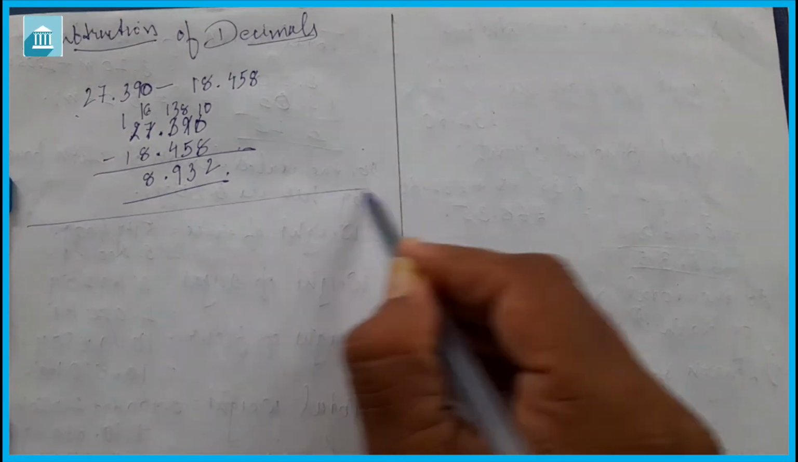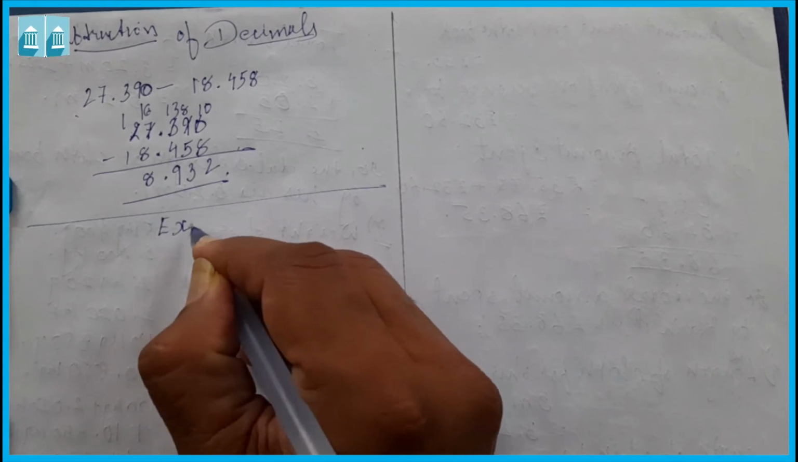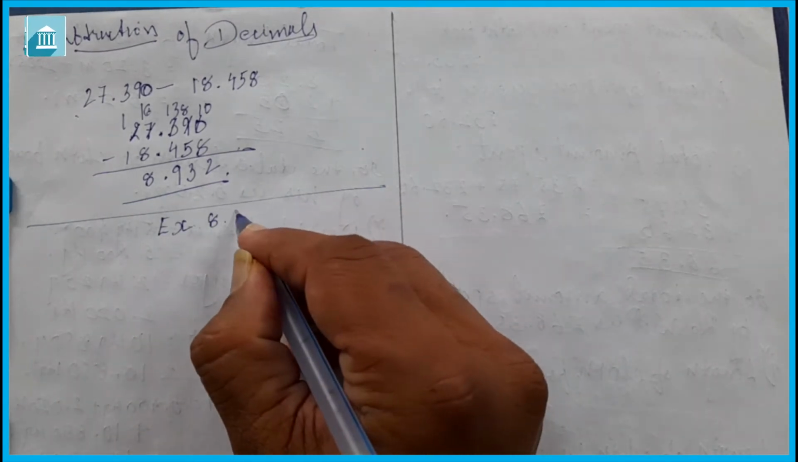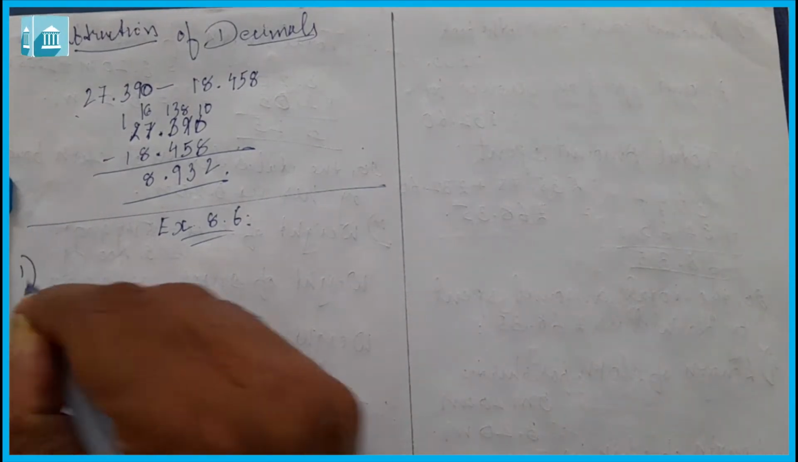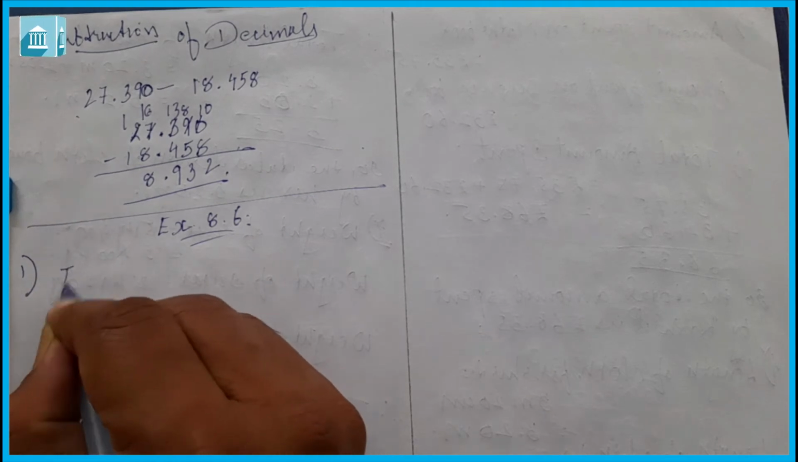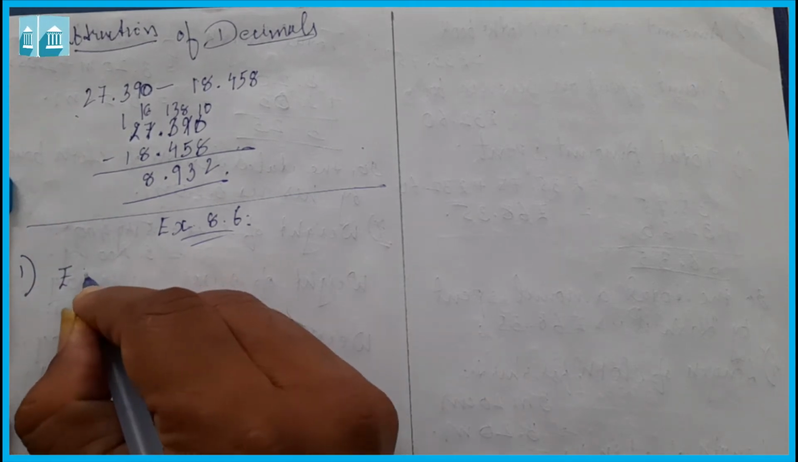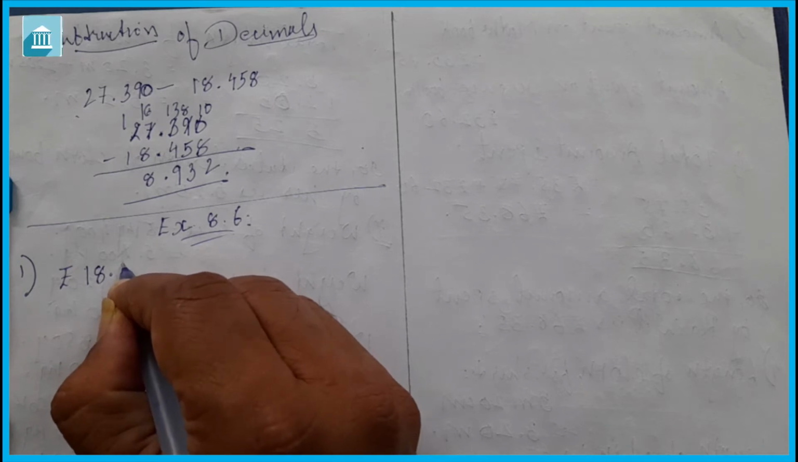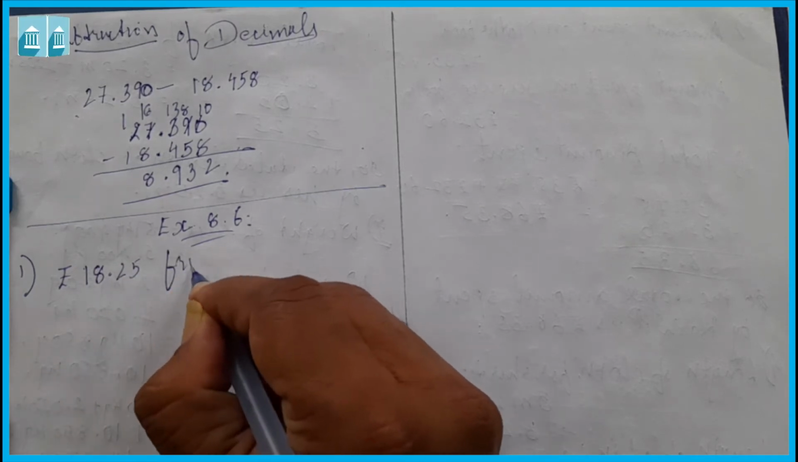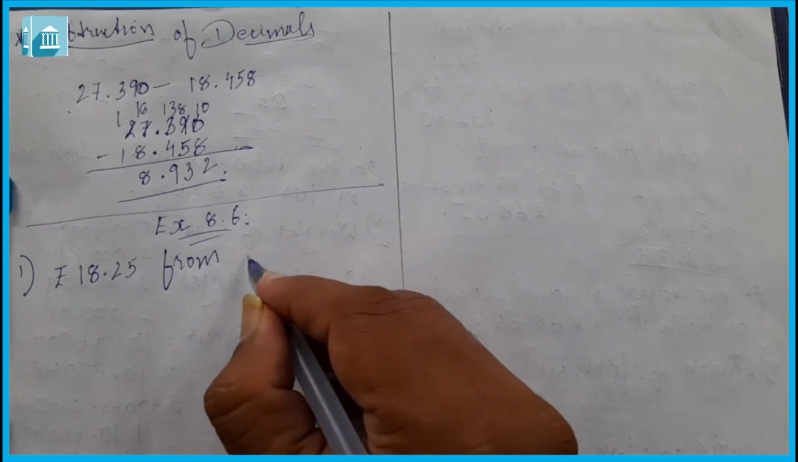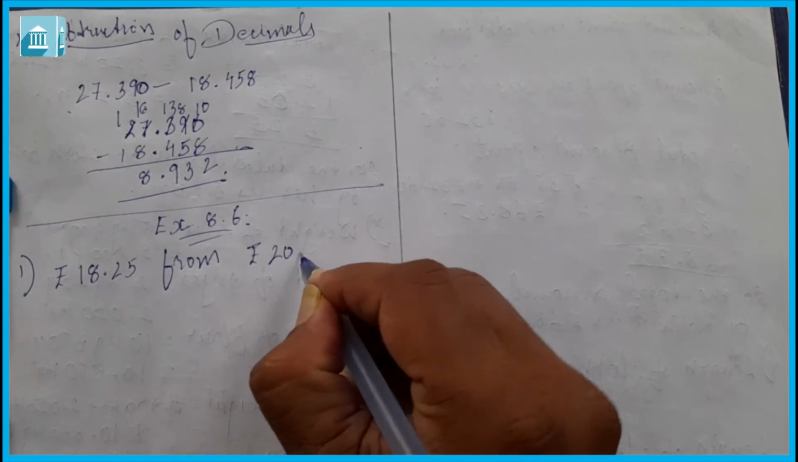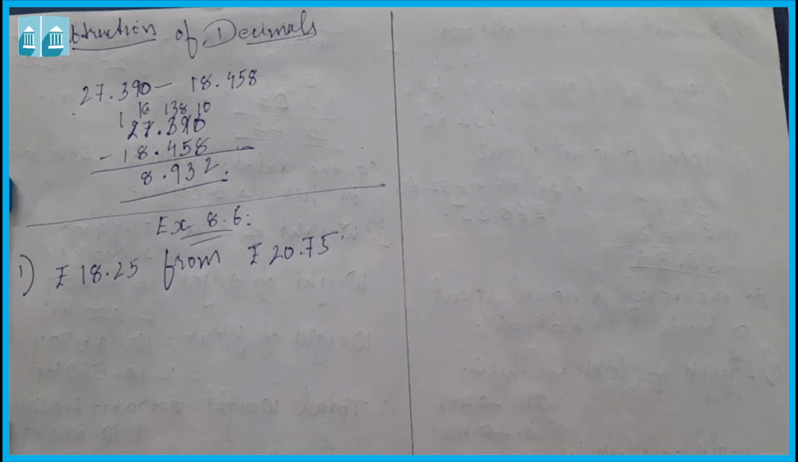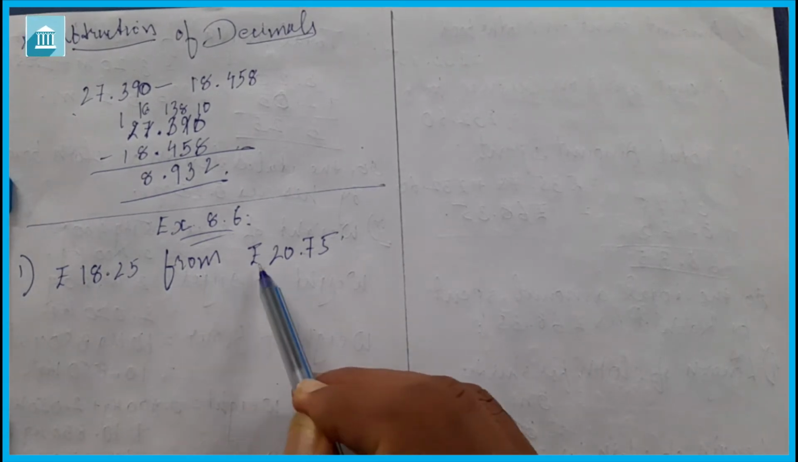Now let us see exercise 8.6 to understand it. Let's begin exercise 8.6. In exercise 8.6, question number 1 says: subtract rupees 18.25 from rupees 20.75. Here it is given 18.25 from 20.75.